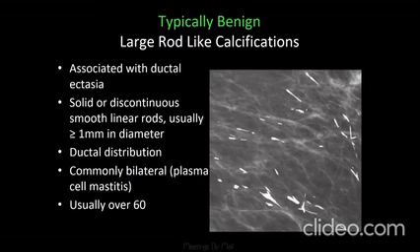Moving on, typically benign, these are often classic large rod-like calcifications or secretory. They are simply associated with ductal ectasia. They are common as we age. They're often bilateral and easy to diagnose that way. When they're tricky is when they're just starting to form, so they may be unilateral and just in a small area.